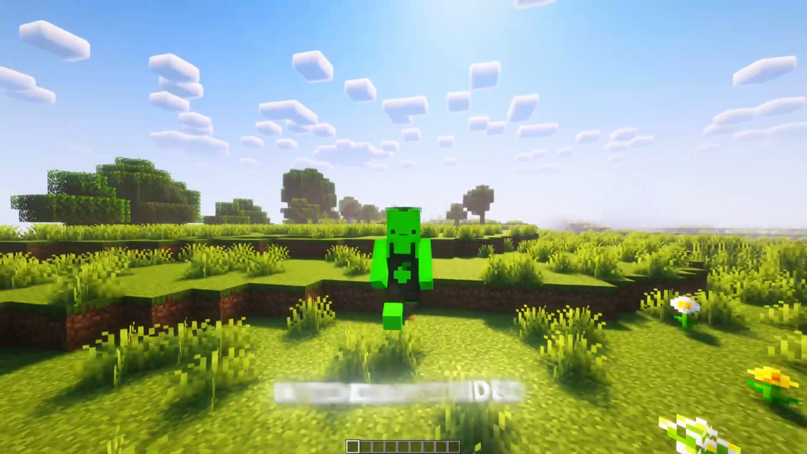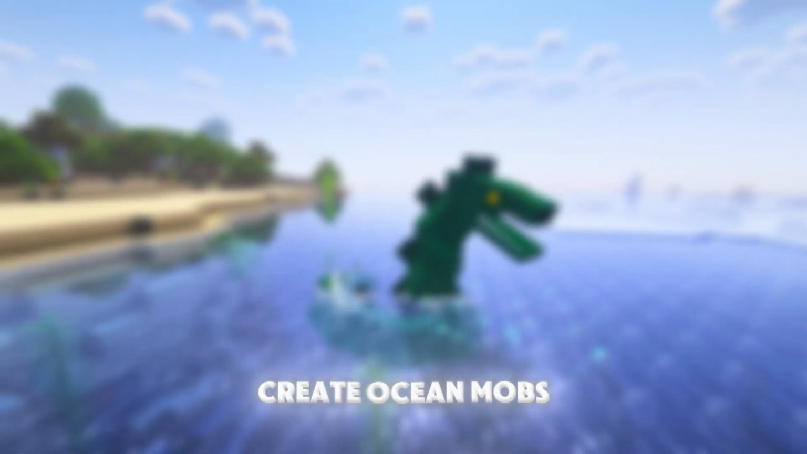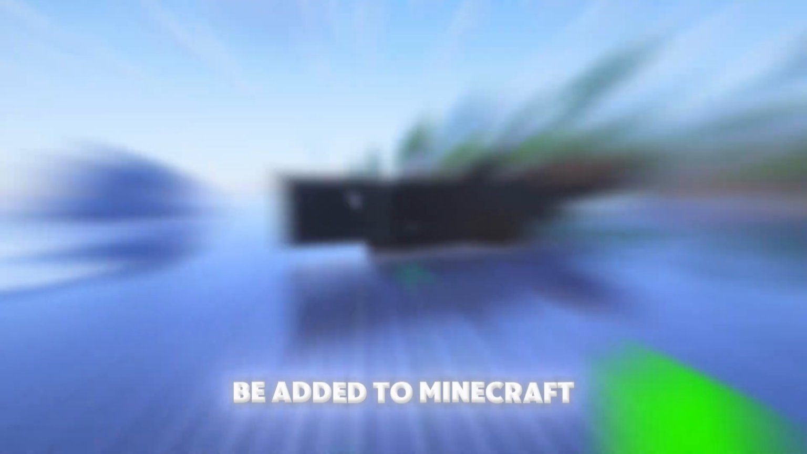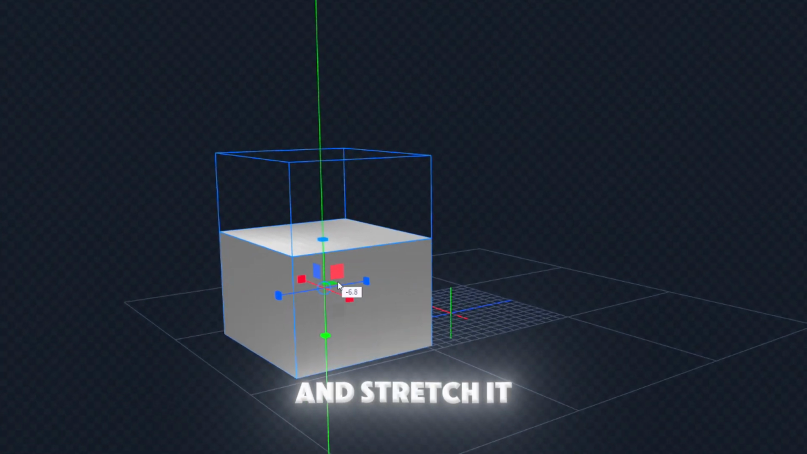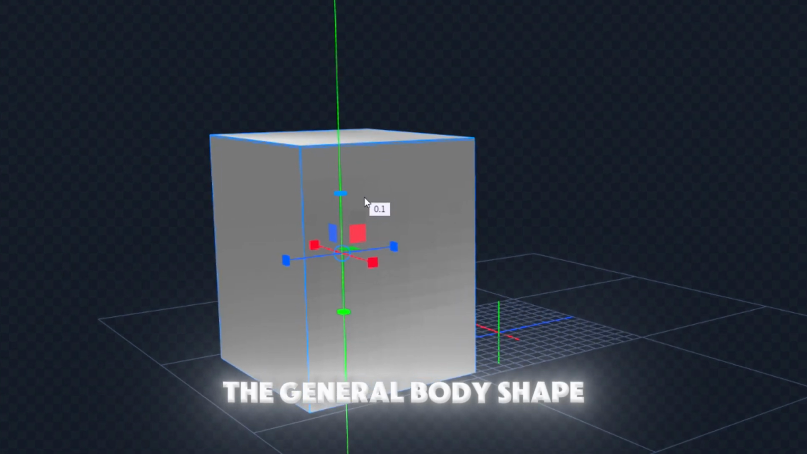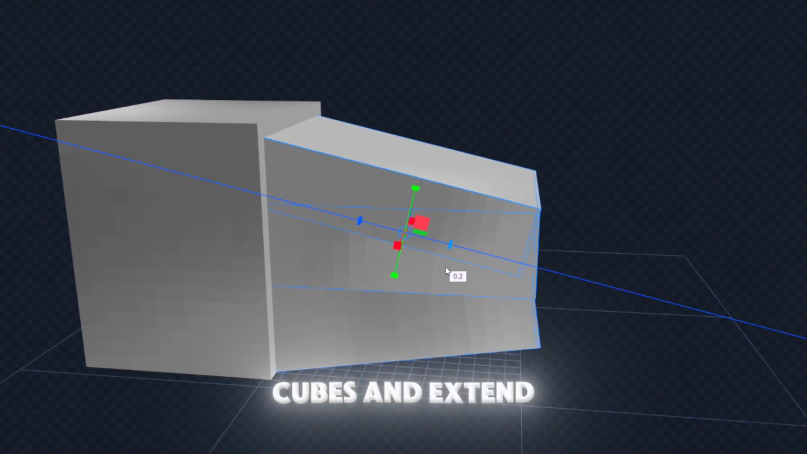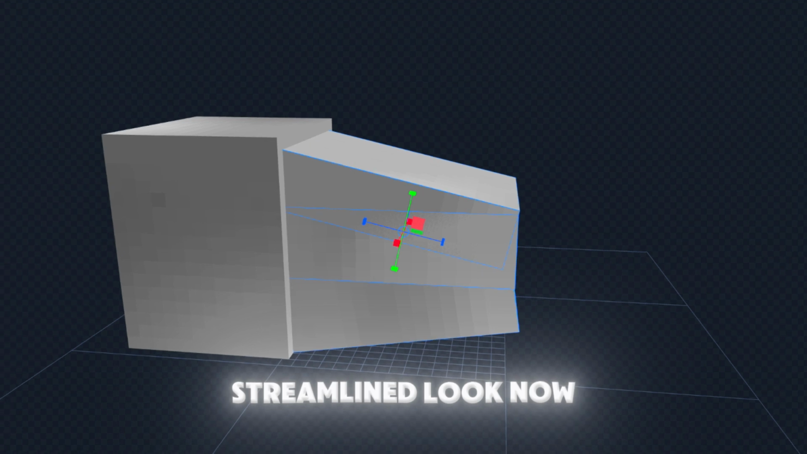In today's video, I'm going to create ocean mobs that will never be added to Minecraft. First up, I'm making a shark. I start with a basic cube and stretch it out to form the general body shape. Then, I add more cubes and extend them to give it that long, streamlined look.